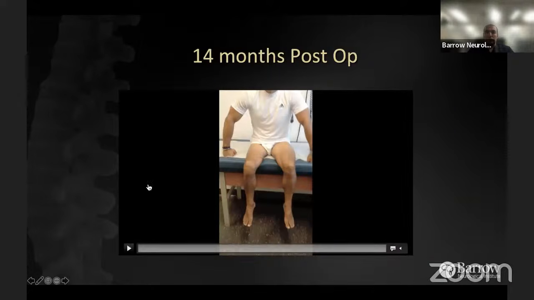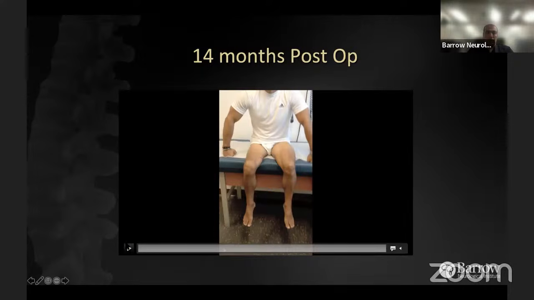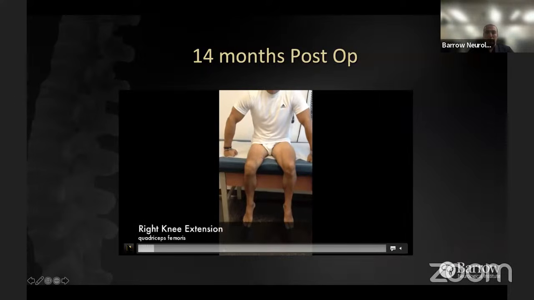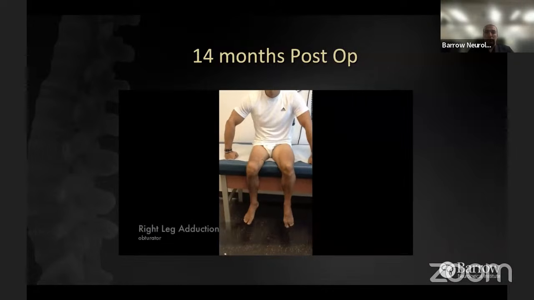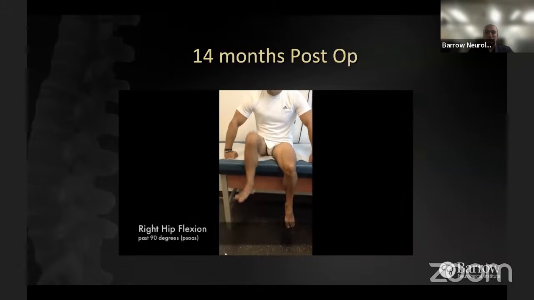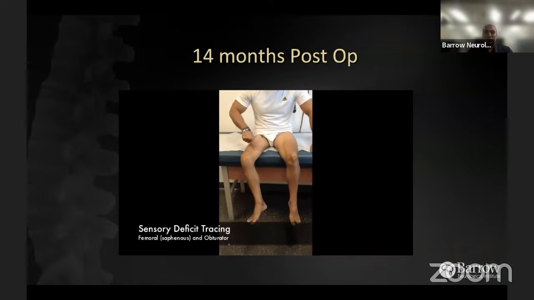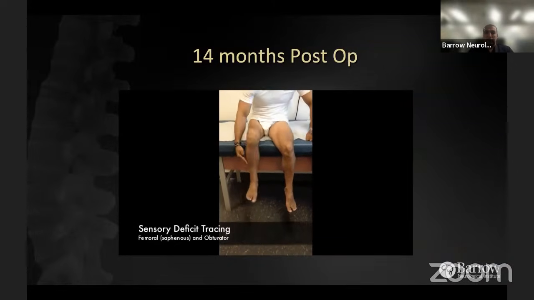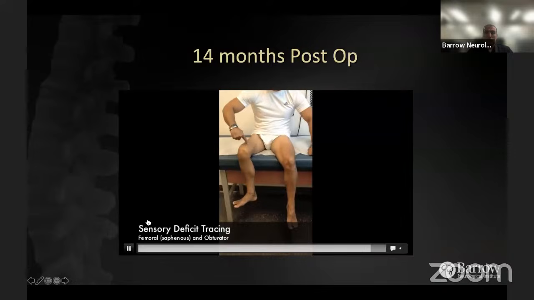So if you notice, 14 months after surgery, again, these patients need to be continued to be followed to see how much they improve. And you can see the patient continues to have atrophy of the right quadriceps, but this is the first time that he's able to give anti-gravity strength with right extension, much better right leg abduction with the obturator nerve, and hip flexion past 90 degrees, which was present in the last follow-up. Sensory deficit is in a similar distribution, but less extensive, also in the femoral and obturator nerve distribution.